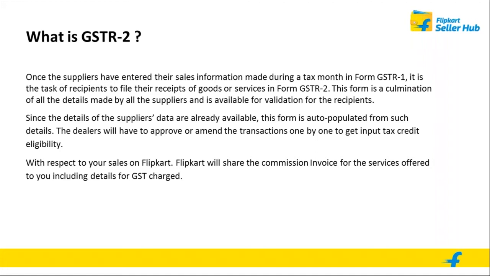So if you have any suppliers who are already filing their GSTR 1, that will be auto-populated in your GSTR 2. If that is not the case, then you will have to do the filings. The dealers will have to approve or amend the transactions one by one to get input tax credit eligibility. We'll talk in detail about how input tax credit works in just about a couple of minutes. But for now, all you have to understand is the dealers will have to approve or amend the transactions if you want to get a one-on-one input tax credit eligibility.